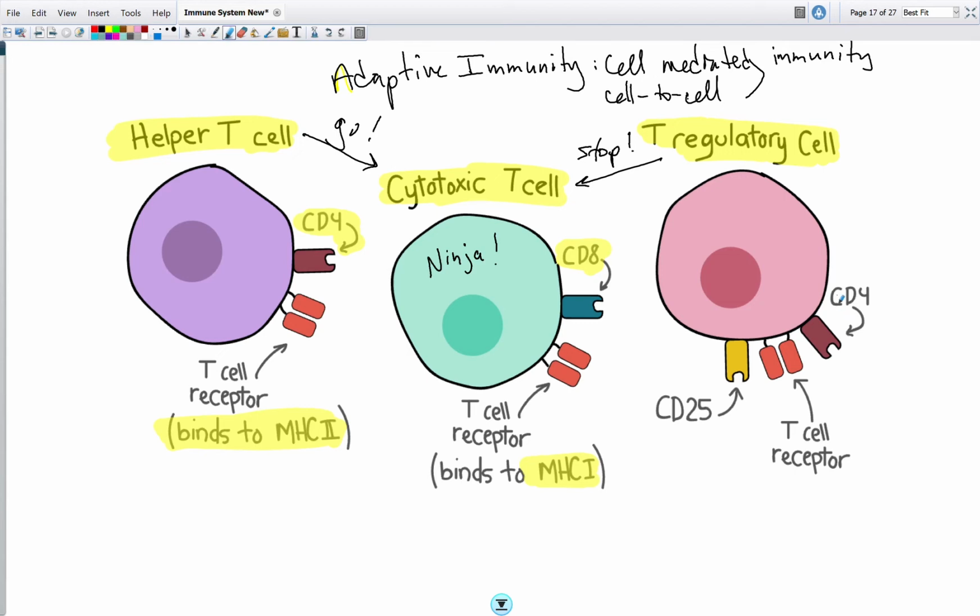Notice that these regulatory cells have CD4 and CD25. These are cell-determining proteins. That's what CD4 means. Cell-differentiating or cell-determining proteins.